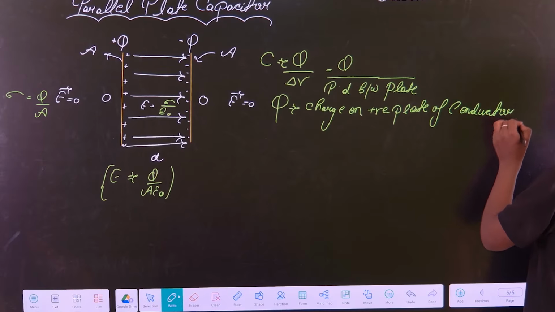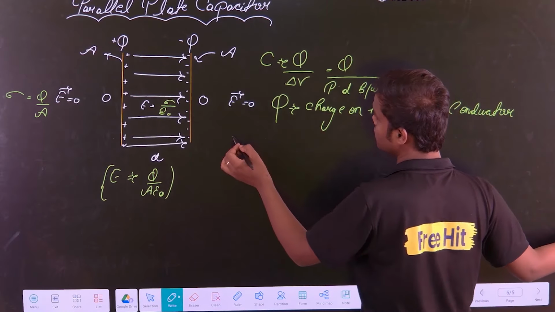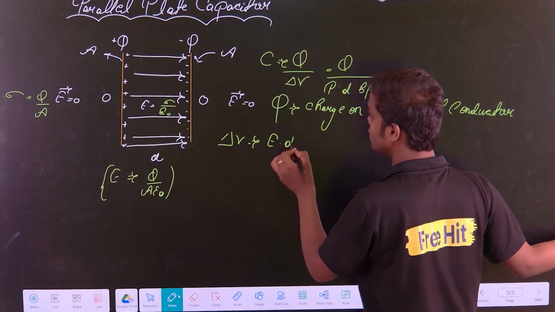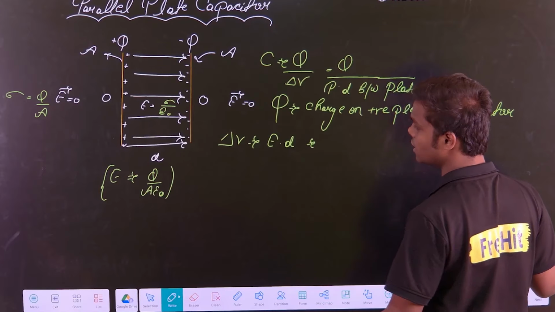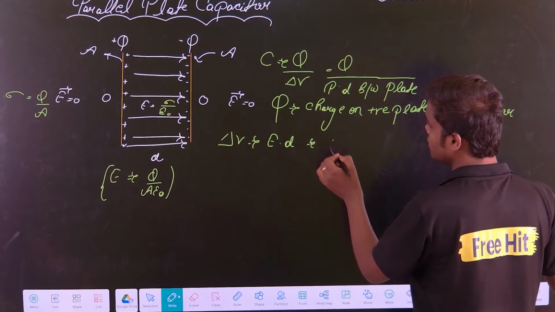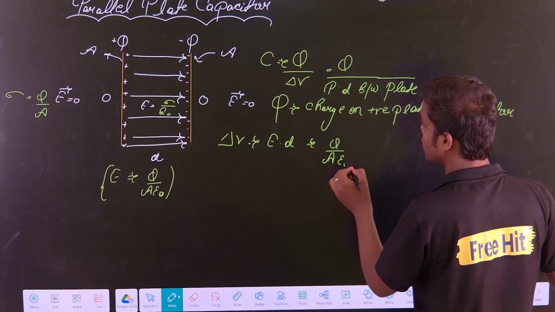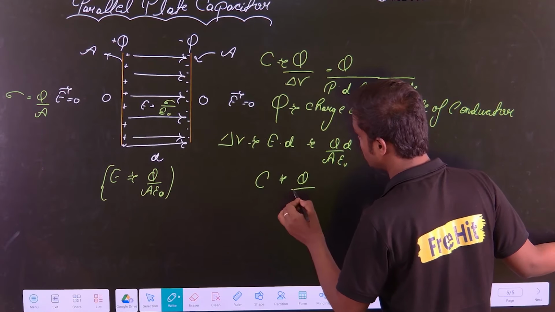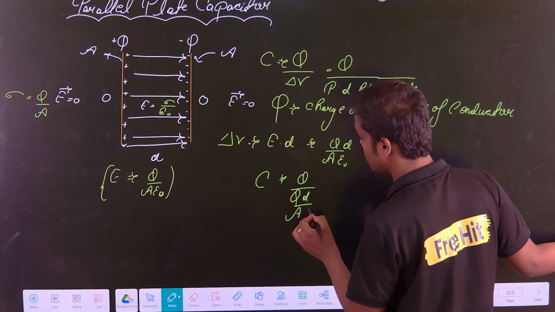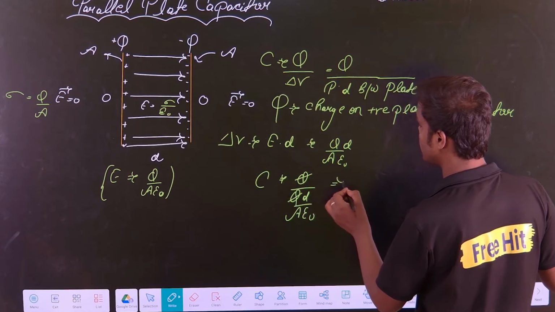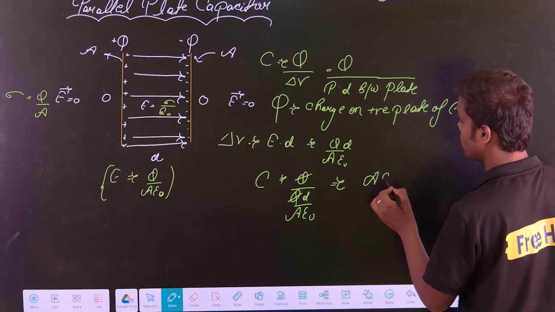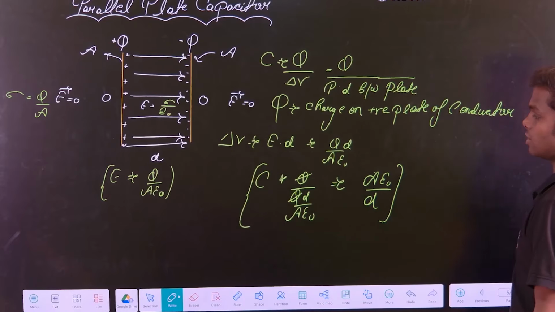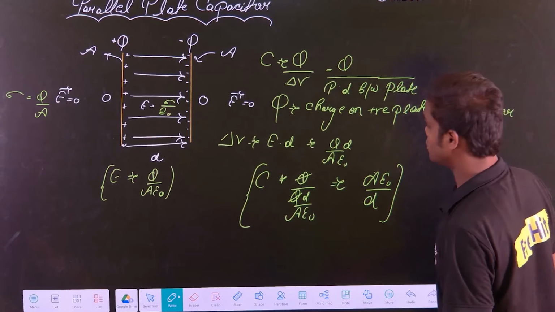So if you put this, what is the potential difference then? Potential difference is E dot d, correct? What is E? E is q by A epsilon naught. Then my capacitance becomes q divided by the potential difference, that is q d by A epsilon naught. If you cancel out, you will get capacitance equal to A epsilon naught divided by d. So this is the capacitance of a parallel plate capacitor.